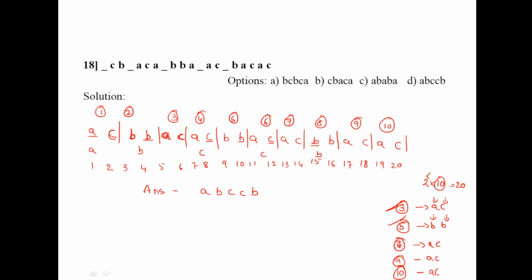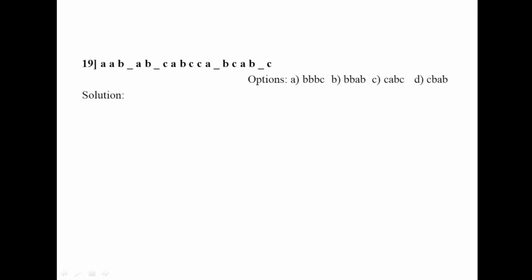Answer for this question is A, B, C, C, B. Is it there in the options? A, B, C, C, B. Yes, it is there in the group. Answer D, the option D. This is your right answer. We will move to the next question. Let us solve the 19th question.